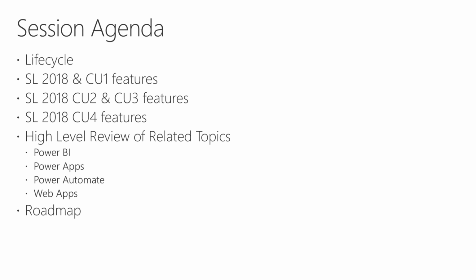Then we'll go through the 2018 and CU1 features, the CU2, CU3, and then we'll end on the new features that came out here with CU4. We'll then also have time to talk to you about things to start thinking about for CU5. And then I'll do a very, very high level overview. Hopefully you guys have already seen this before, so I'm going to skip some slides, but we'll go high level on what some of these new things are that have been coming out with every release.